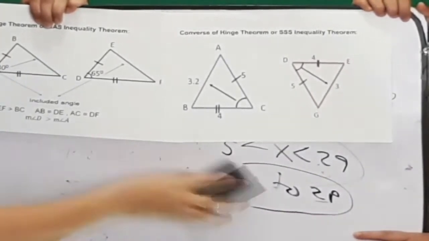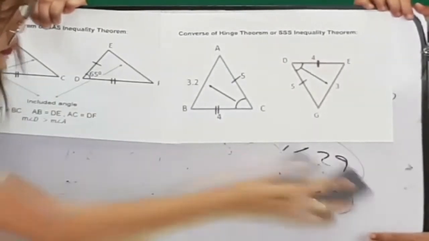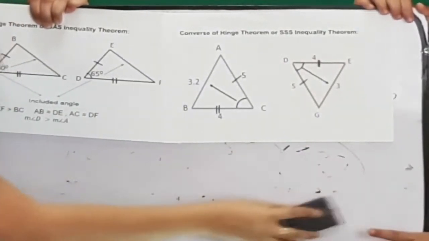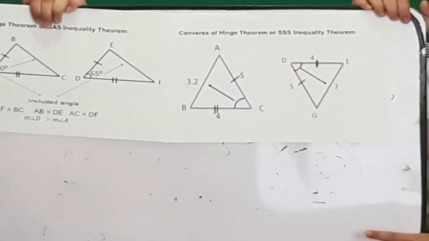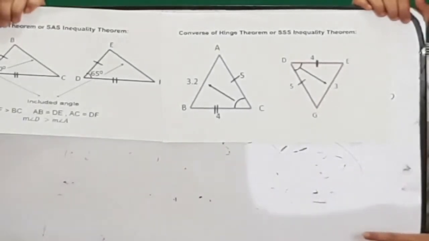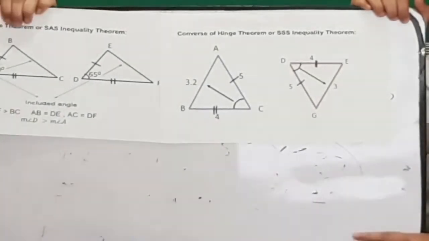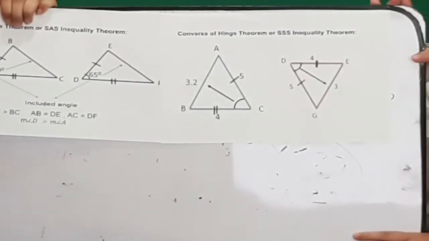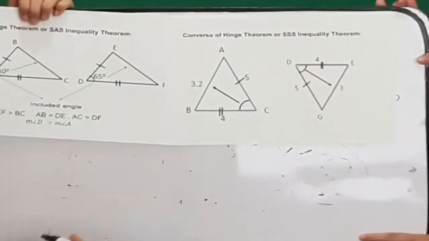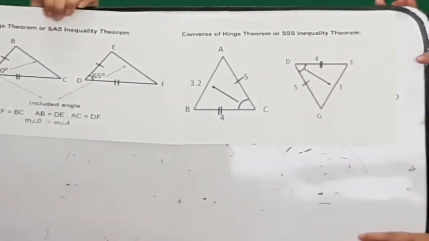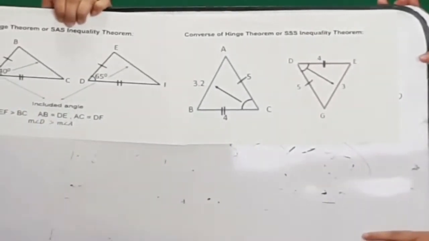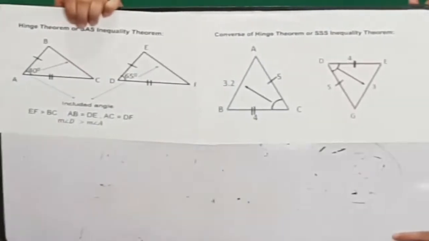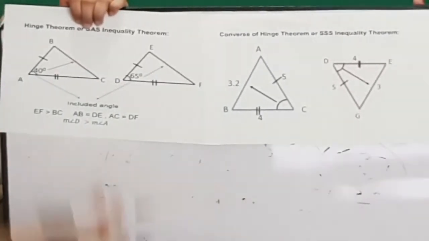How about the converse of the hinge theorem? So it also has a converse. The converse of the hinge theorem, or the SSS inequality theorem, states that if two sides of one triangle are congruent to two sides of another triangle, but the third side of the first triangle is longer than the third side of the second, then the included angle of the first triangle is larger than the included angle of the second.